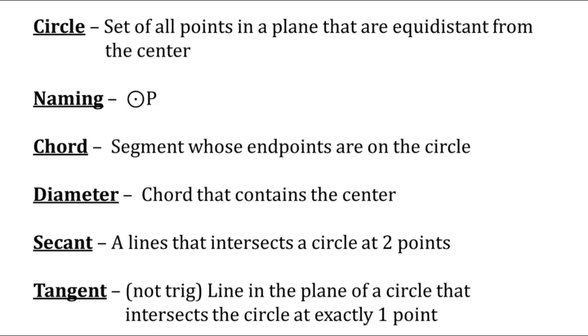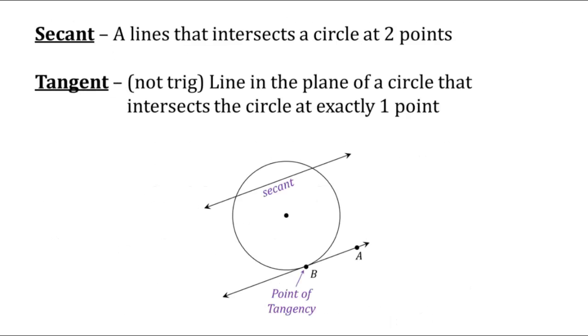A chord is a segment whose endpoints are on the circle. A diameter is a chord that then contains the center. A secant is a line that intersects a circle at 2 points. And then a tangent, not like tangent like we did in trigonometry, a different kind of tangent, is a line in the plane of a circle that intersects the circle at exactly 1 point.